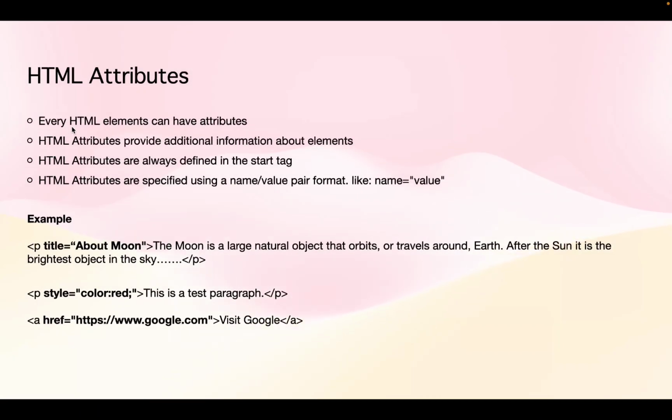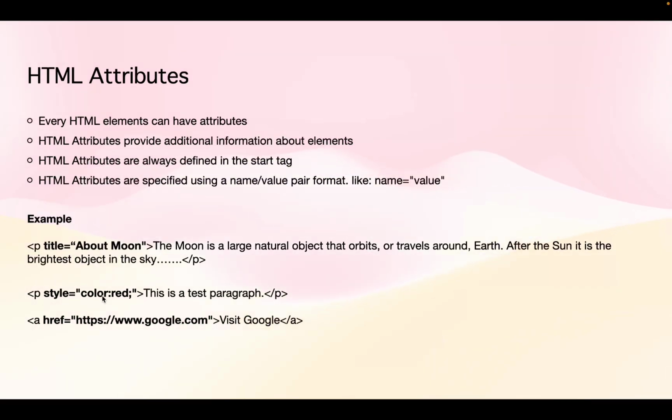So every HTML element can have attributes. Attributes provide additional information about elements. Attributes should be defined in the start tag only. We already saw that. Attributes are specified using a name-value pair, like this. Here the name of the attribute is style. The value may be anything which we want: color, font size, font style, anything.